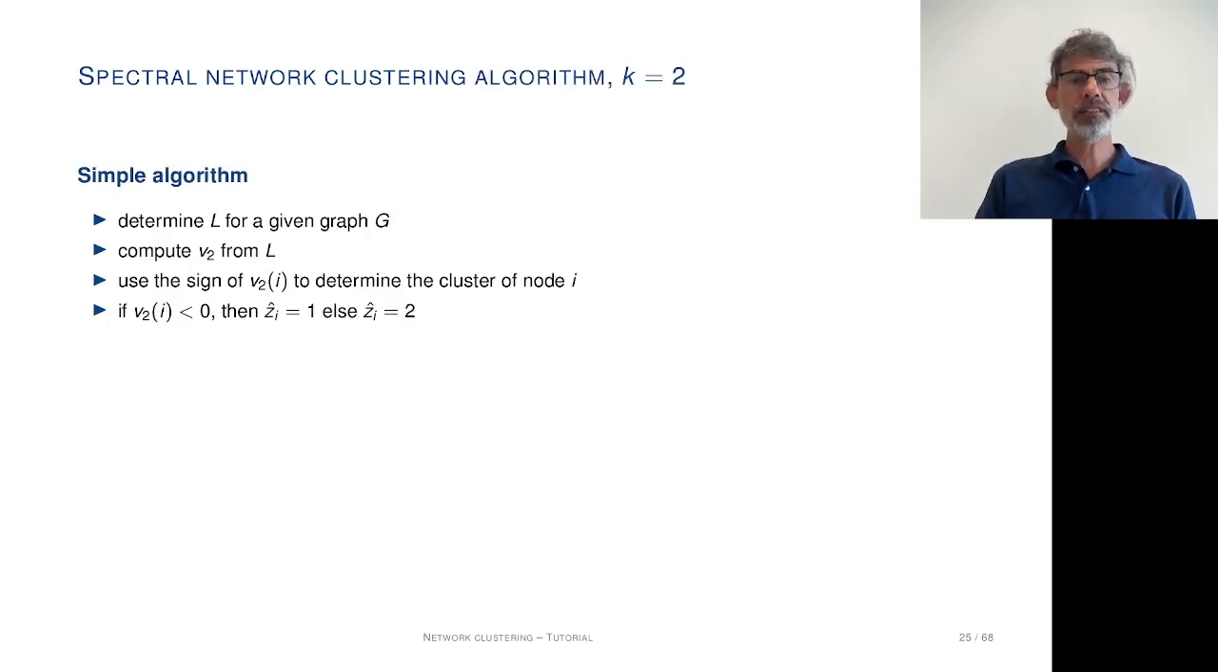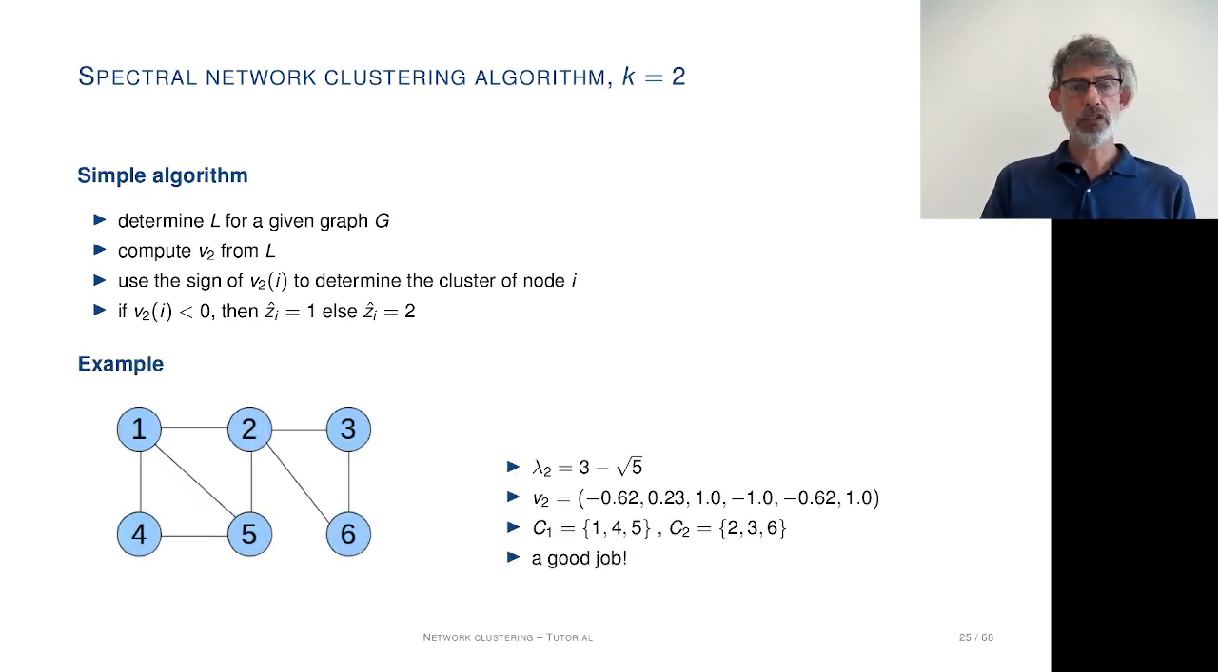Good. So here is a simple algorithm for spectral network clustering with k equals 2. First, we compute the Laplacian for a given graph G. Then we compute v2, the eigenvector associated with the second smallest eigenvalue of the Laplacian, and we use the sign of the elements of v2 to determine the cluster of each node. In particular, if v2 of i is less than 0, then I put node i in cluster 1, else I put node i in cluster 2.